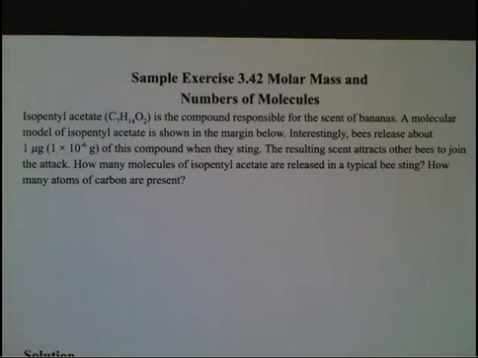Interestingly, bees release about 1 microgram, which is 1 times 10 to the negative 6 grams, of this compound when they sting. The resulting scent attracts other bees to join the attack. How many molecules of isopentyl acetate are released in a typical bee sting? How many atoms of carbon are present? Go ahead and press pause now because here comes the solution.